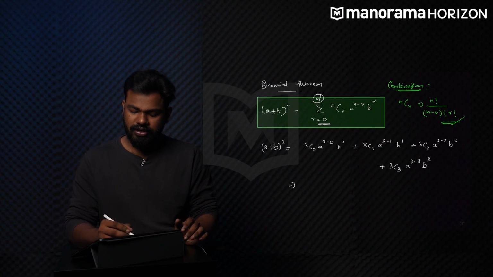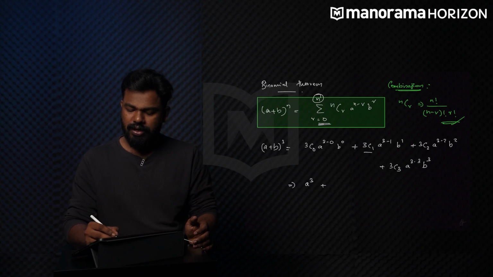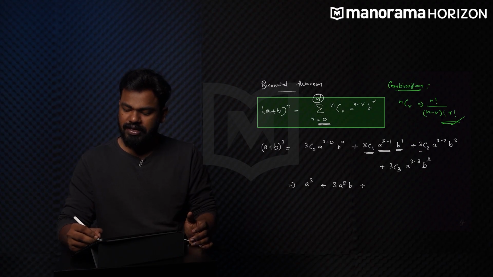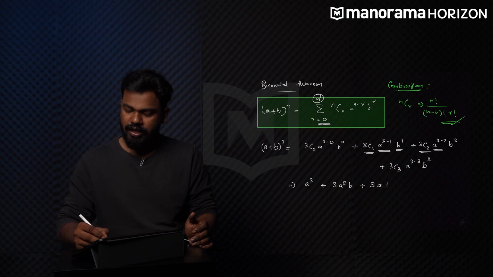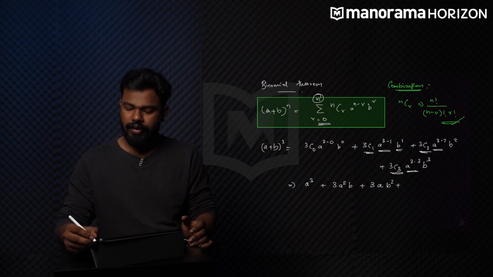And when you do all the calculation, 3C0 is 1 and you have a raised to 3, plus 3C1 is 3, you have a raised to 3 minus 1, a square, and then you have b raised to 1, b, plus the next one 3C2 is again 3, a raised to 3 minus 2 is a, then you have b raised to 2, plus 3C3 is 1, a raised to 3 minus 3 is 1, b raised to 3.